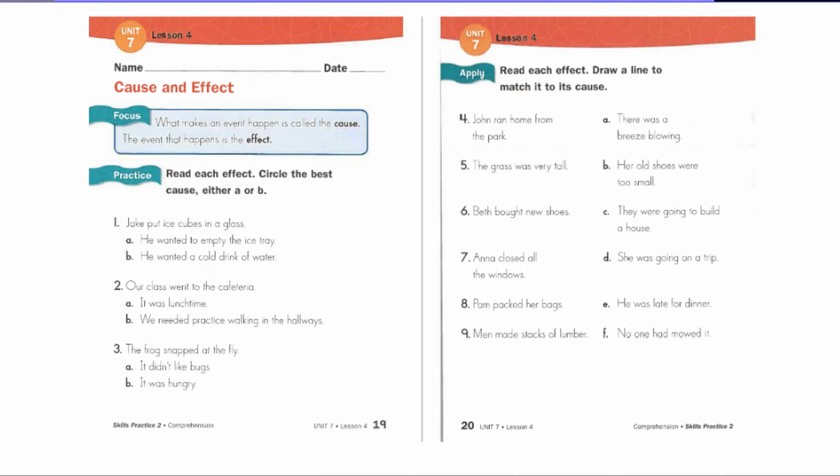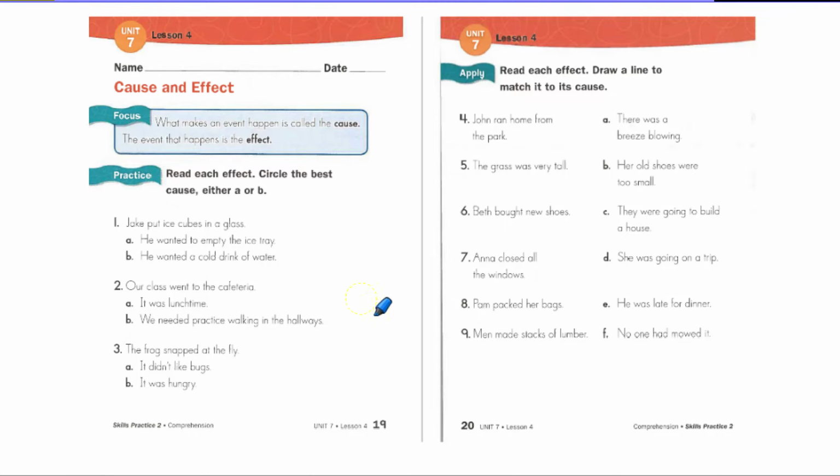All right, in your orange workbook, we're going to be doing pages 19 and 20, cause and effect. I hope that when you first read the story, The Kite, you talked about causes and effects. So what makes something happen, what makes an event happen, is the cause. The event that happens, the thing that happens, is the effect. So when Frog and Toad managed to fly the kite, it went up in the air. That's the effect. What caused the kite to go up in the air?